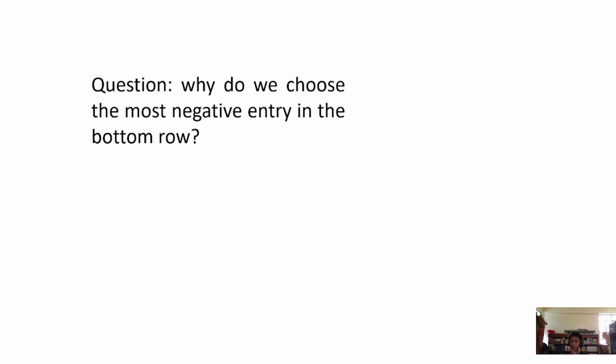Thus, the variable x will increase the objective function by 40 pesos for each unit of increase in the variable x. Okay. After determining the pivot column, we then proceed to finding the pivot row.